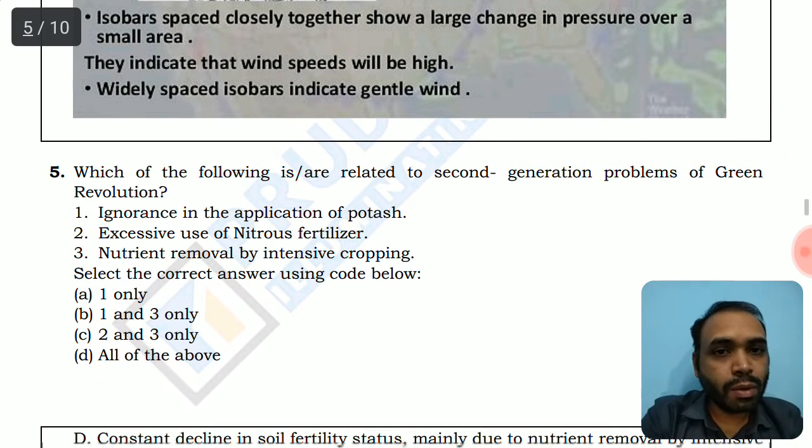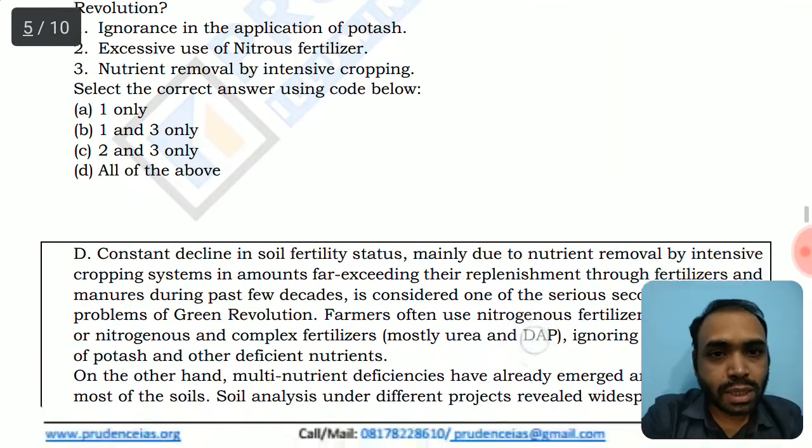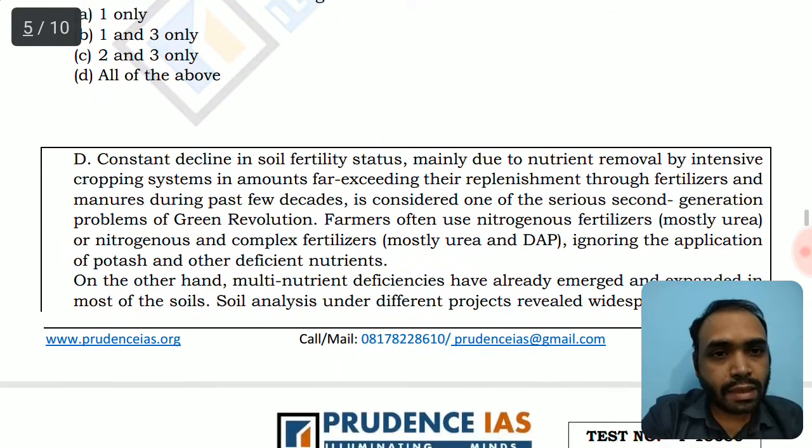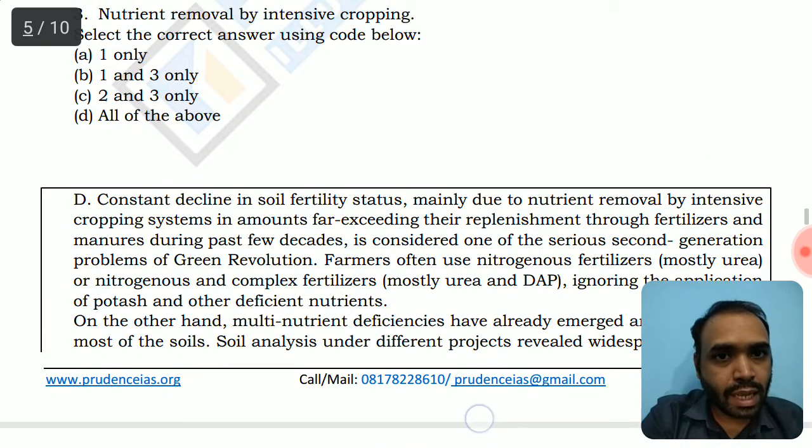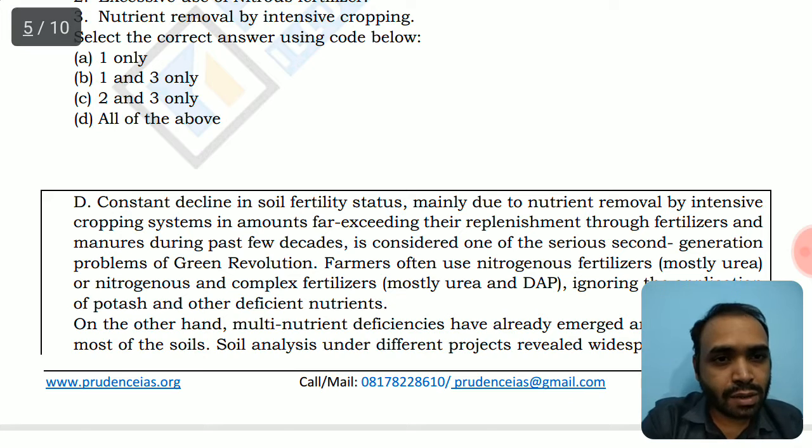Let's read more about the problems of green revolution, the non-sustainable problems. A constant decline in soil fertility status, mainly due to nutrient removal by intensive cropping systems, far exceeding their replenishment through fertilizers and manures during the past few decades. Although after the green revolution they tried to replenish soil nutrients by fertilizers and manures, the balance got disturbed. It is considered one of the serious second generation problems of green revolution.